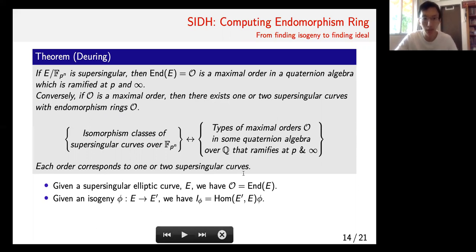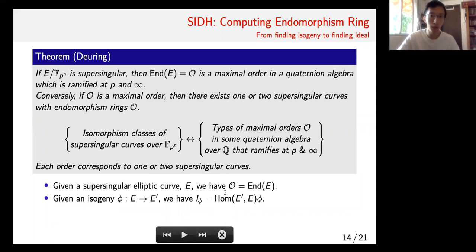So this is kind of like a dictionary. Given a supersingular elliptic curve, you get a maximal order by looking at the endomorphism ring. And then from an isogeny, you can obtain an ideal by looking at this structure. You can notice that phi will go from E to E prime, and then you go from E prime back to E. So this really lives in the endomorphism ring of E.